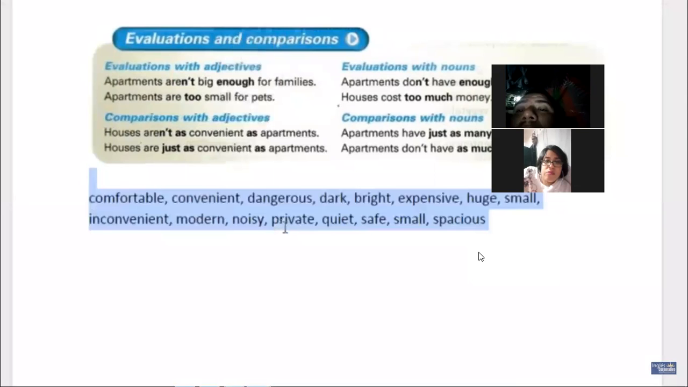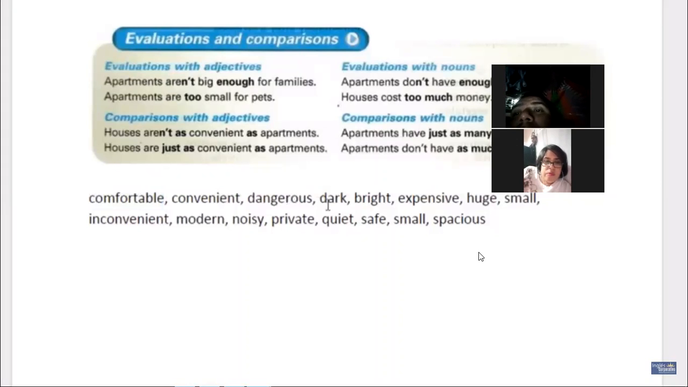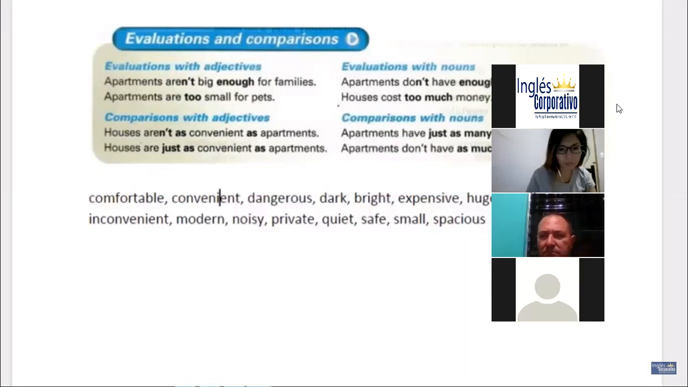So for example, we have the adjectives comfortable, convenient, dangerous, dark, bright, expensive, huge, small, inconvenient, modern, noisy, private, quiet, safe, small, spacious. And I'm pretty sure you can think of many more.